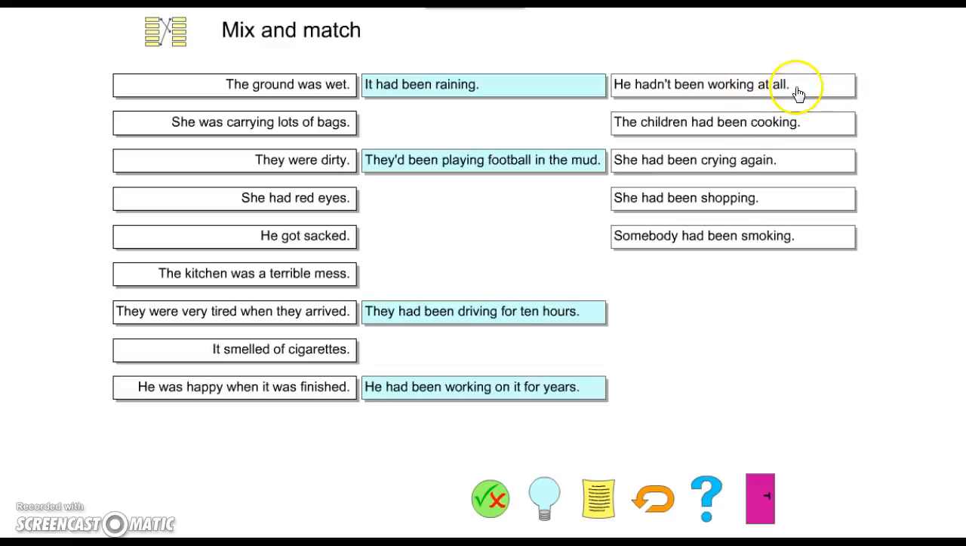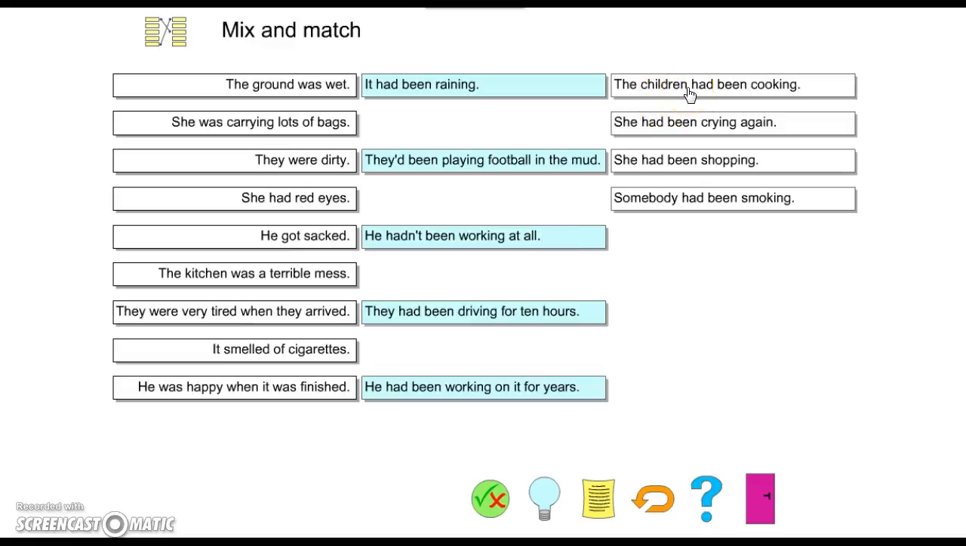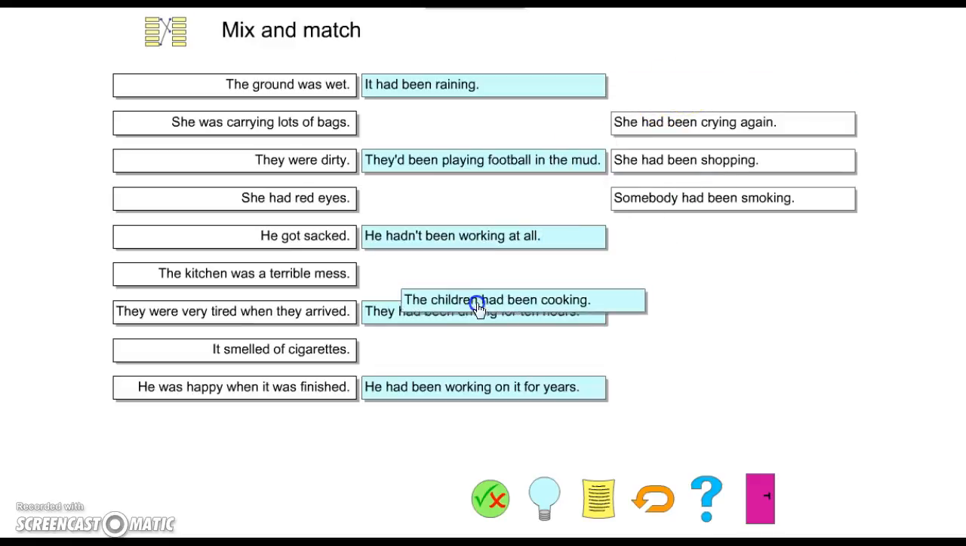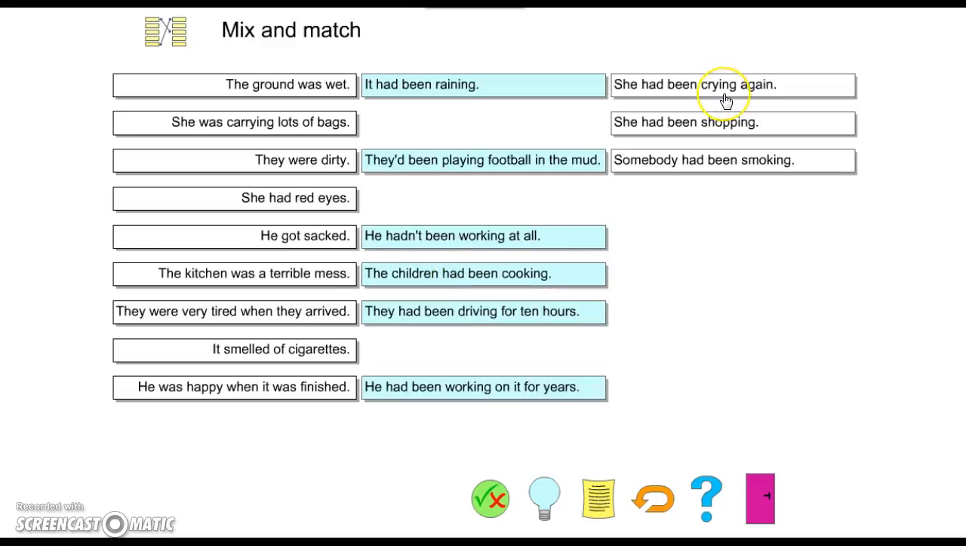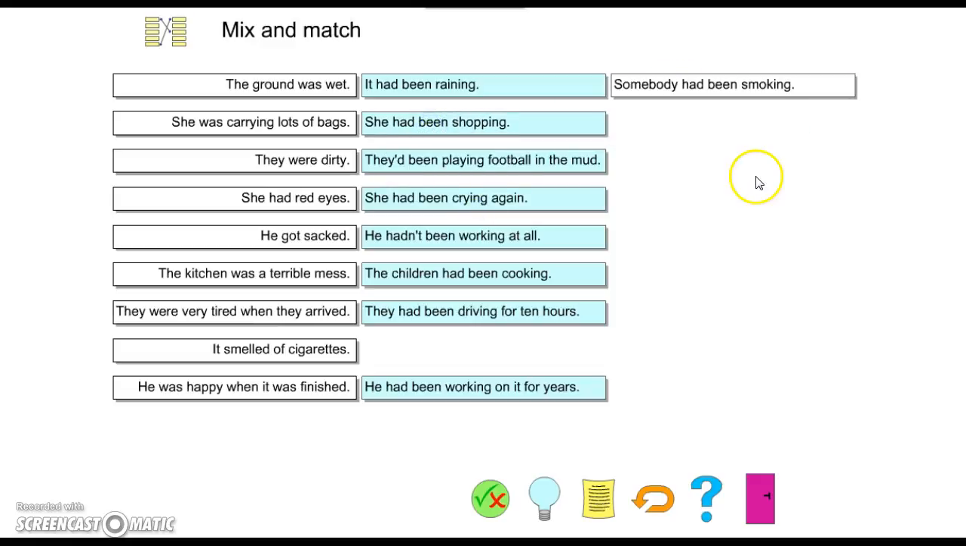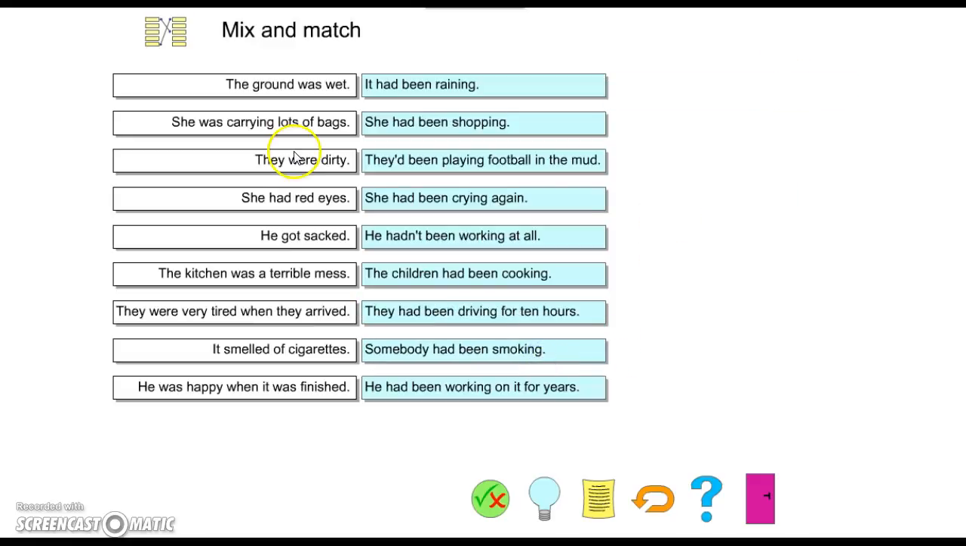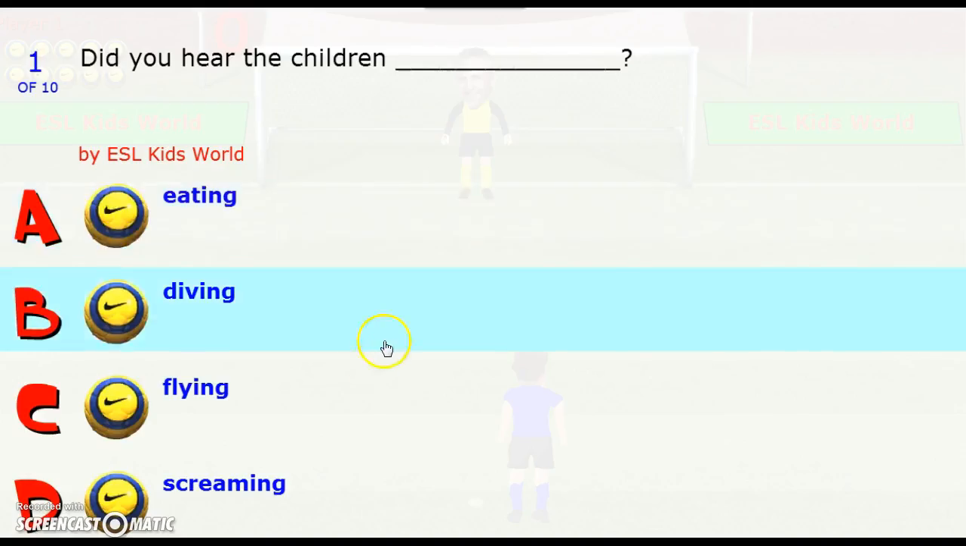He hadn't been working at all. He got sacked. The children had been cooking, so the kitchen was a terrible mess. She had been crying again, so she had red eyes. She had been shopping, so she was carrying lots of bags. And somebody had been smoking, so it smelled of cigarettes. This is a cool way that you can use with your students so they can check their knowledge or even for yourself. Now, the second activity is a little bit easier because your kids or yourself will have to identify which verb completes the sentence properly.